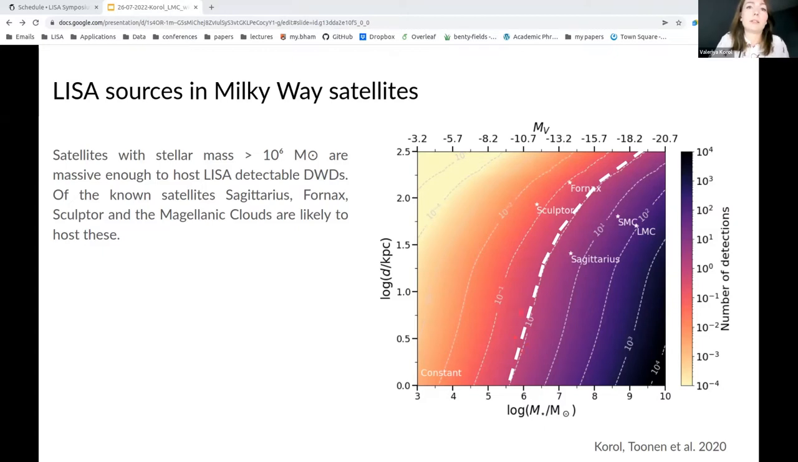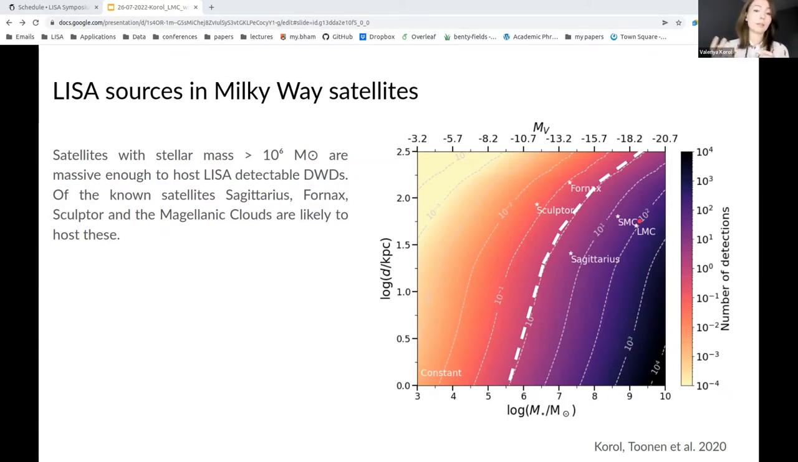It tells us basically, if we look at this dashed thick line showing the one detection contour, that satellites with a total stellar mass higher than a million solar masses can host LISA-detectable double white dwarfs. If the satellite is located within a couple of 100 kiloparsec, these double white dwarfs can actually be detected by LISA. I'm overplotting here a few famous satellites, but you can see that the LMC, the Large Magellanic Cloud, is our primary target. It is expected to yield the most LISA detections. With a former master student at Leiden Observatory, Michael Keim, we followed up on this idea.